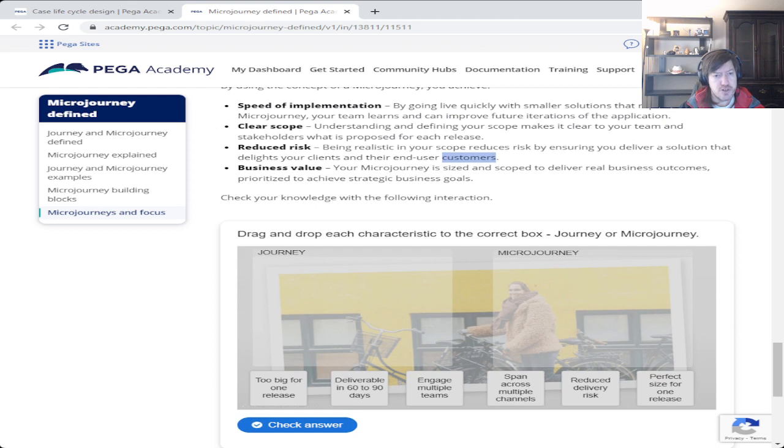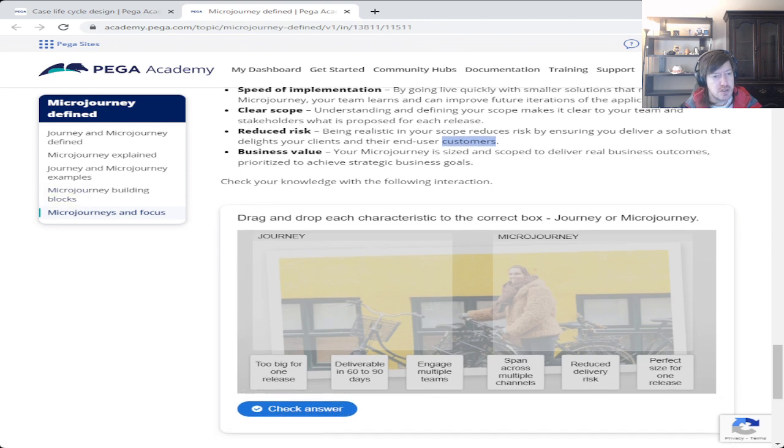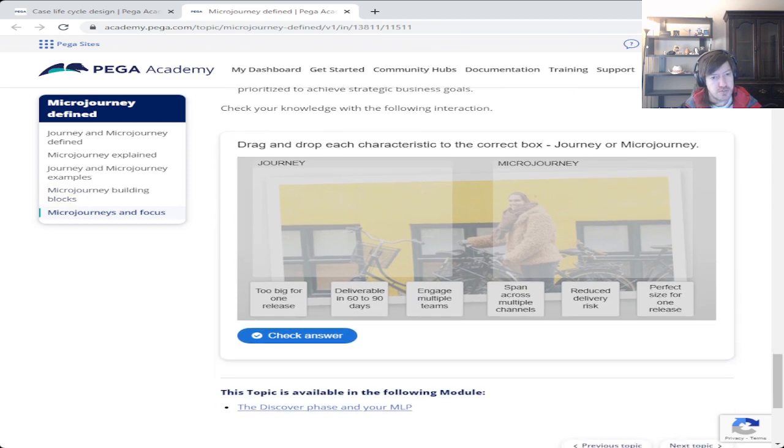Business value. Your microjourney is sized and scoped to deliver real business outcomes, prioritized to achieve strategic business goals. Check your knowledge with the following interaction. Drag and drop each characteristic to the correct box, journey or microjourney.